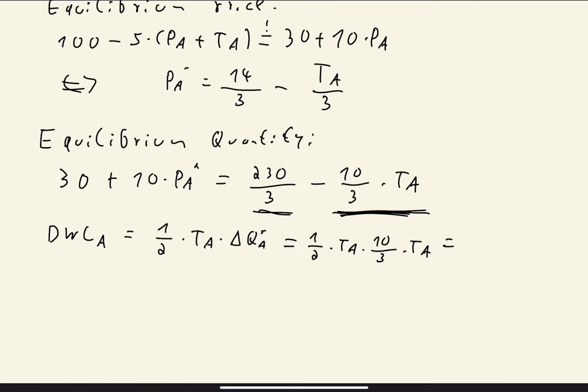And if we calculate this, we have a deadweight loss of 5 divided by 3 times TA to the power of 2. The marginal deadweight loss for apples is then simply the derivative of this expression, and this is 10 divided by 3 times TA.